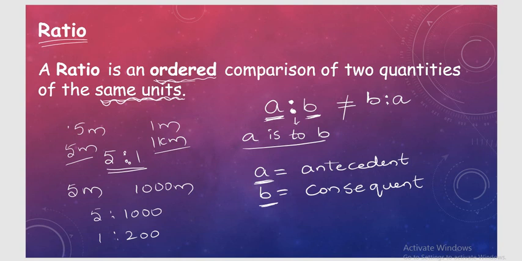So ratio is nothing but an ordered comparison of two quantities which are of the same units. Or we can simply say it is by how much the second quantity compares with the first quantity, right? There are a number of definitions for the ratio.